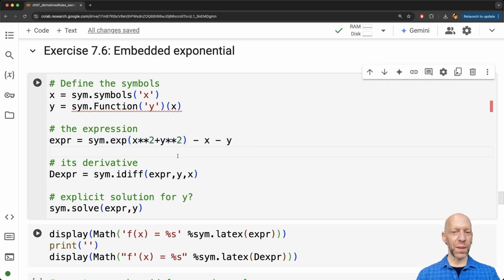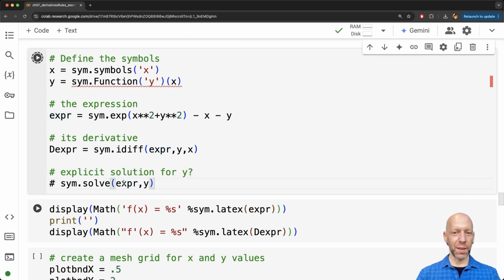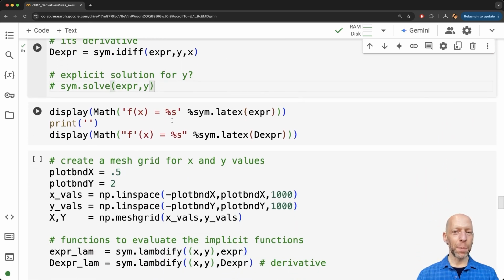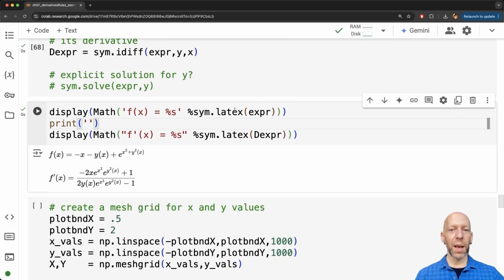So let's run all of this code. Actually, first let me run this just to show you. This worked. It was also extremely fast. Here, I'm just going to print out the expression itself. And here is the form for the derivative. So here we see the derivative of this function.